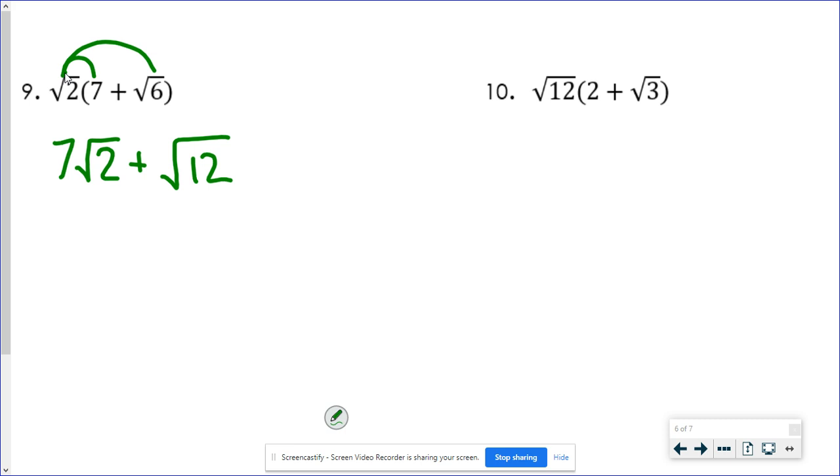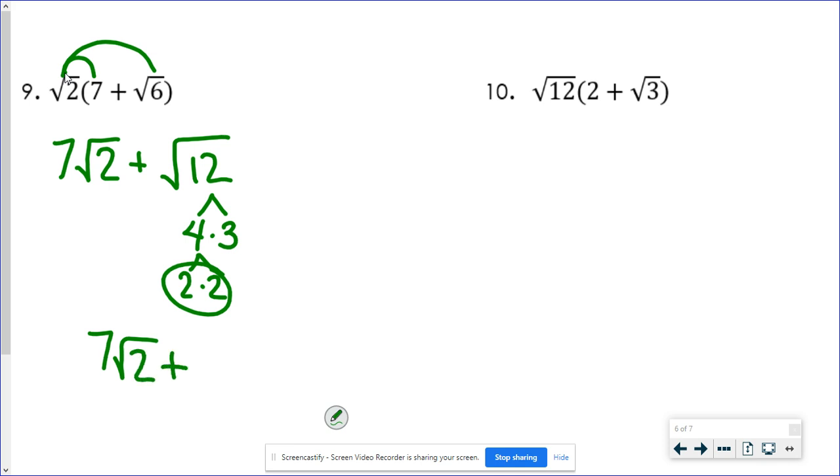But rad 12 does simplify. I could go with 4 times 3. Gives me a pair of 2's right there. So the 7 rad 2 didn't change. The second part, though, the 2's are going to break out, and the rad 3 is going to be left over. And again, these don't go together. Just because they both have radicals doesn't mean that they're like terms. This is like 7x plus 2y. They don't match. We're done.